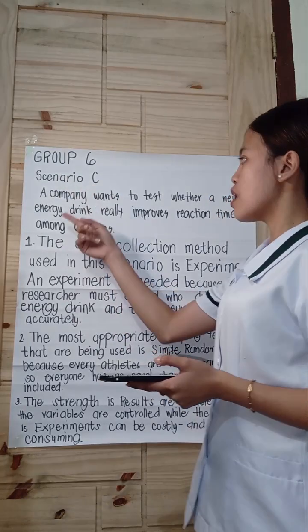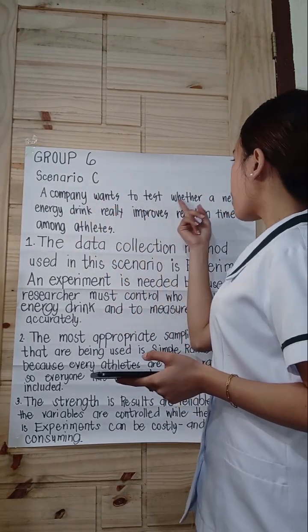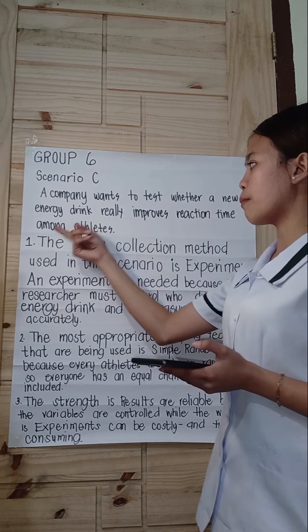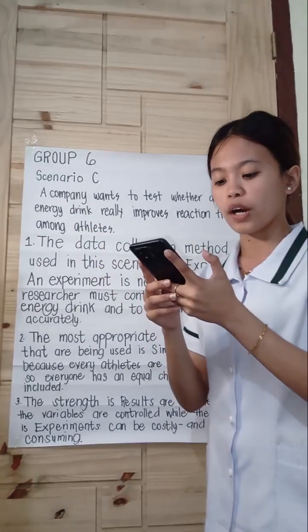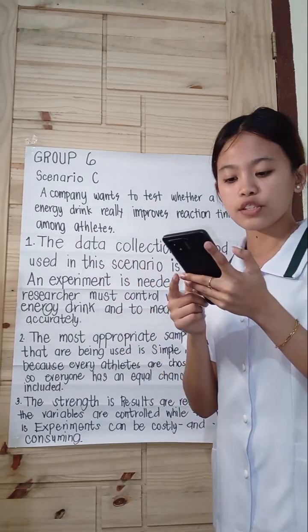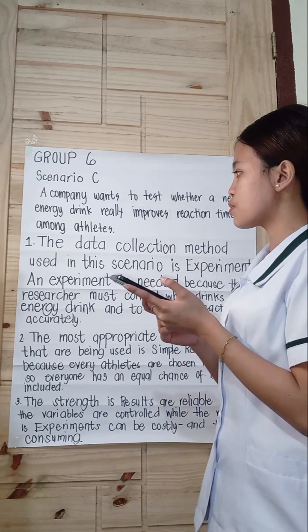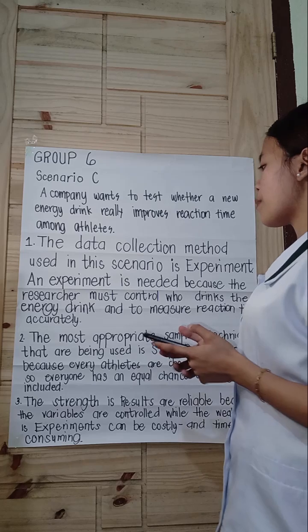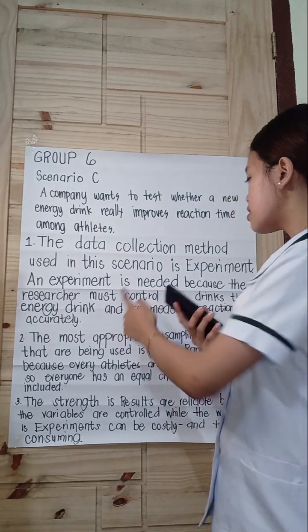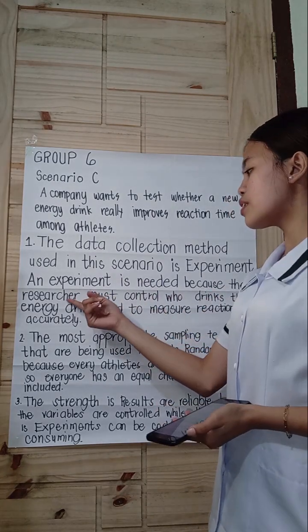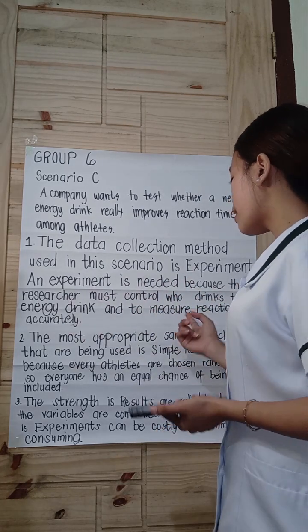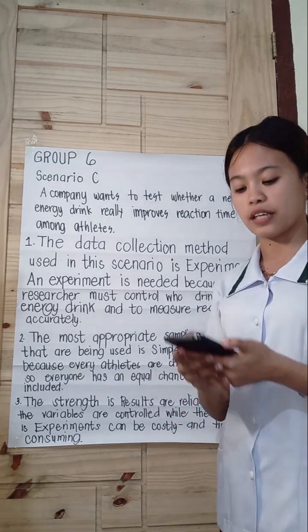So, scenario C. A company wants to test whether a new energy drink really improves reaction time among athletes. Question number 1. Which data collection method would you primarily use? The data collection method used in this scenario is experiment. An experiment is needed because the researcher must control who drinks the energy drink and measure reaction time accurately.